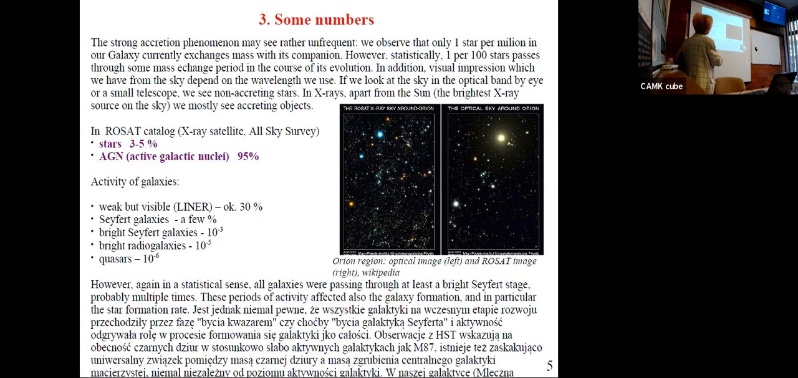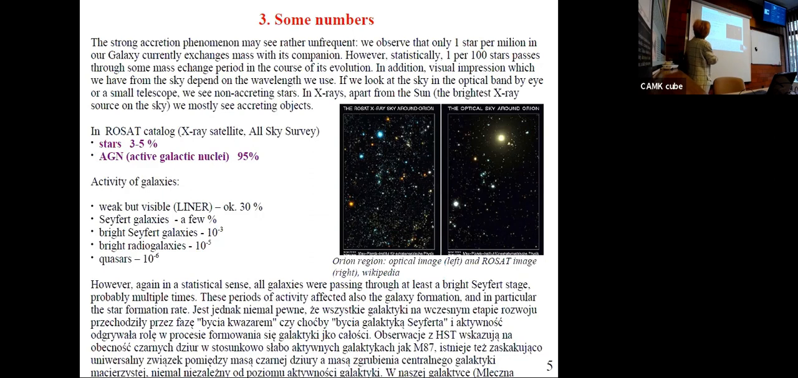On the other hand, if you look into the sky in X-rays, then the situation is different. So here, this plot shows you the X-ray map. This is the ROSAT map. And this is the optical part of the same part of the sky. So here you see Orion. Those three stars are Orion. So some stars are the same, but here you see many more sources.